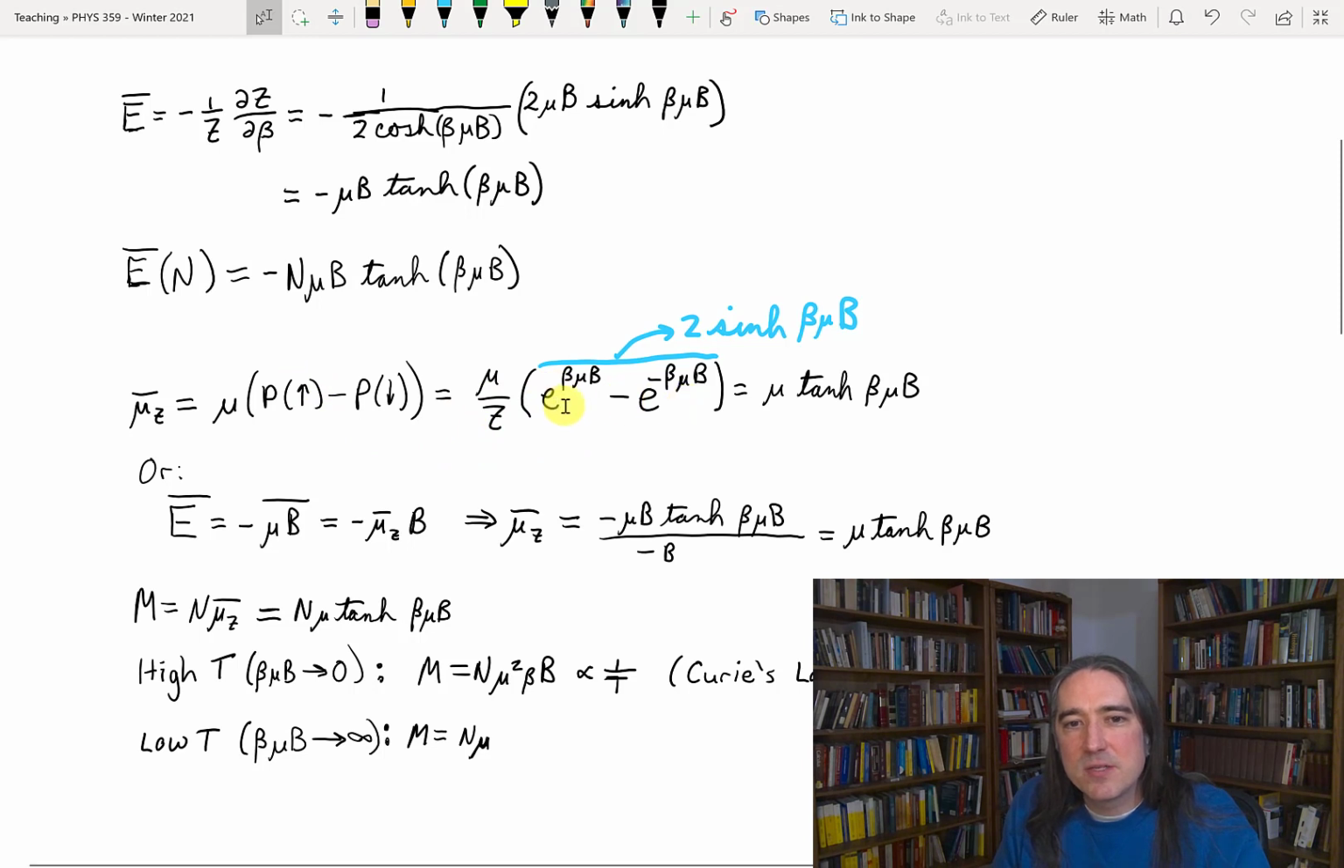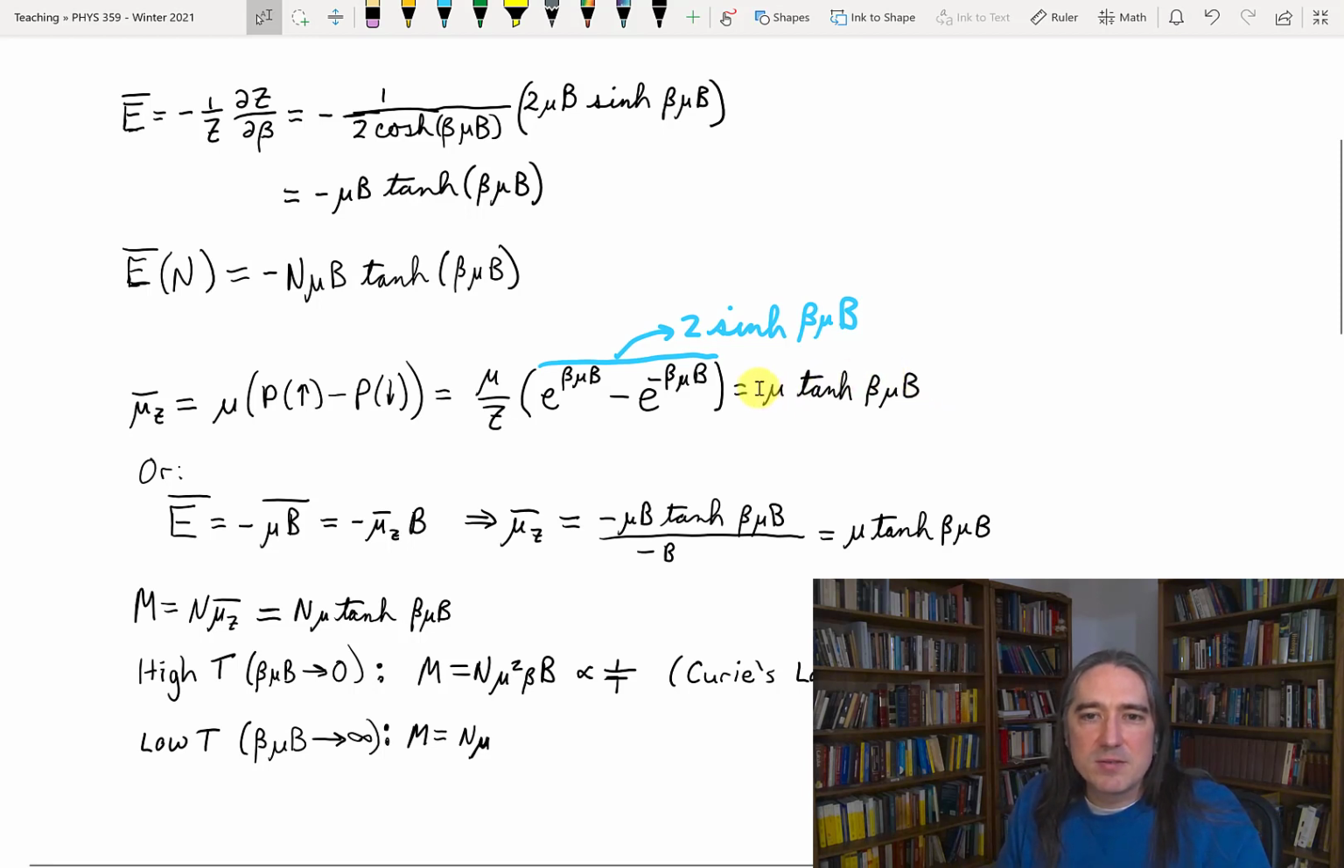And now we've got the difference of these Boltzmann factors. Before, when we were calculating the partition function, we had the sum of these factors. Their difference just gives you the hyperbolic sine instead of hyperbolic cosine. So we've got 2 sinh βμB here, and put it together, we get μ tanh βμB.